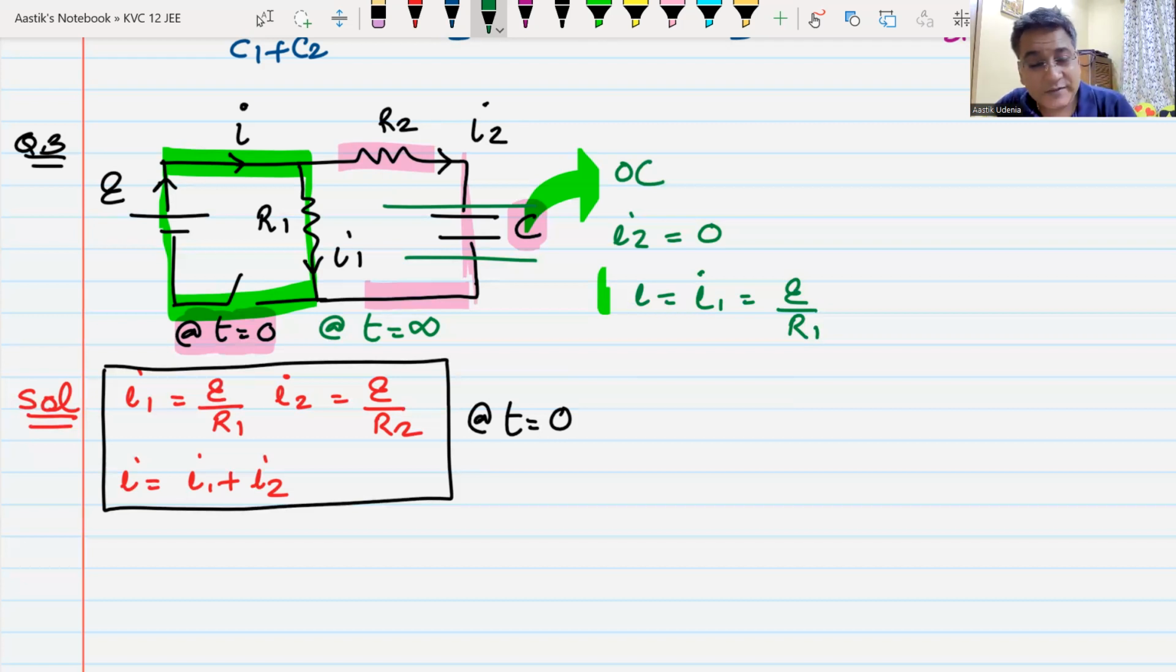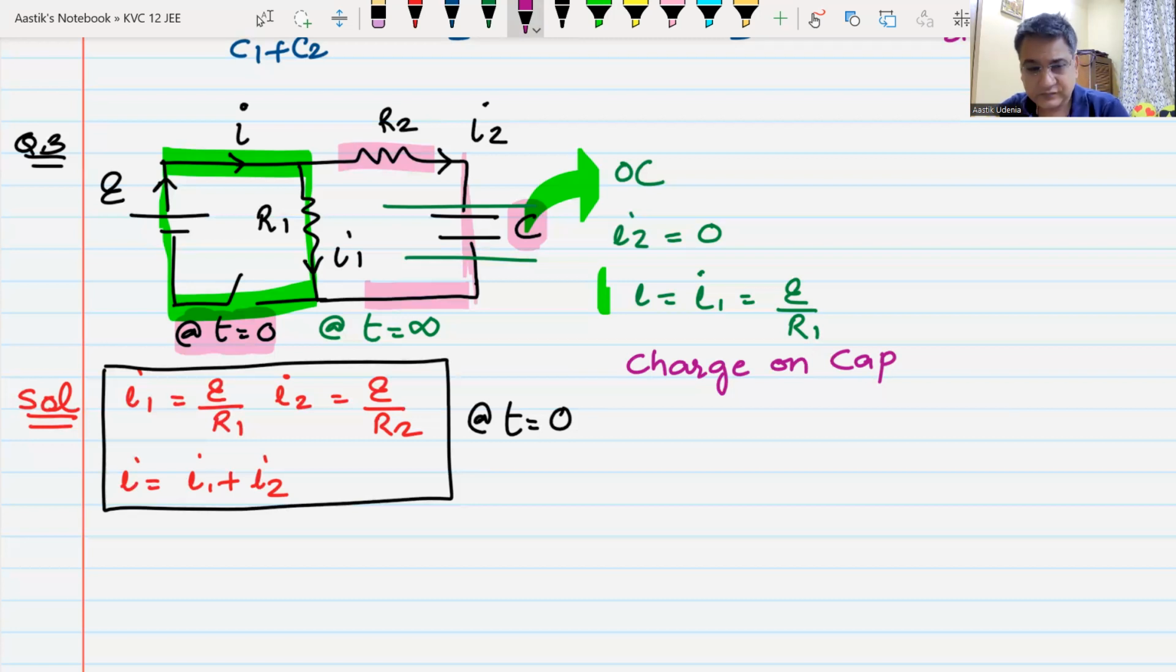The last question that can be asked here is: find the charge on the capacitor. That is the last question. Remember, the first question I asked was the current at time t equal to 0. Then I asked, what happens after a long time? The capacitor reaches which state?